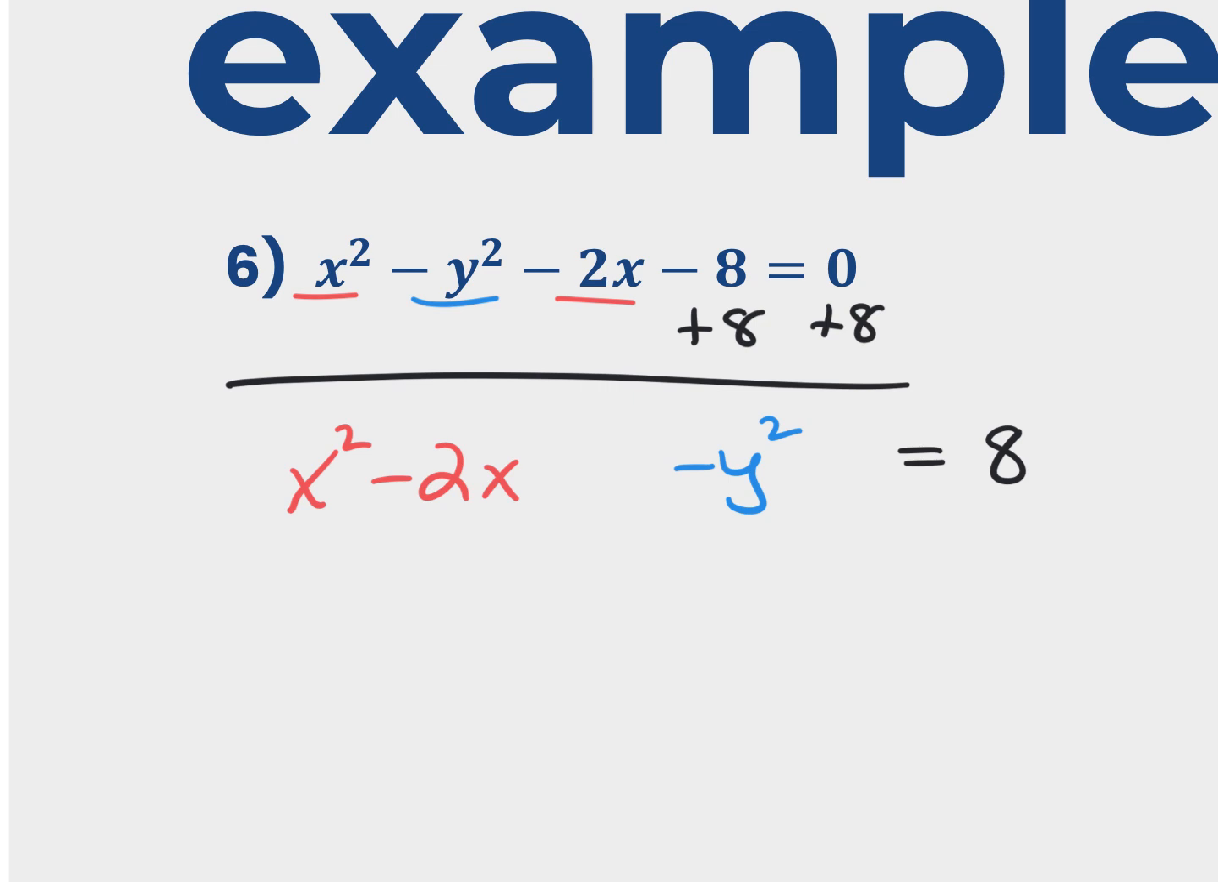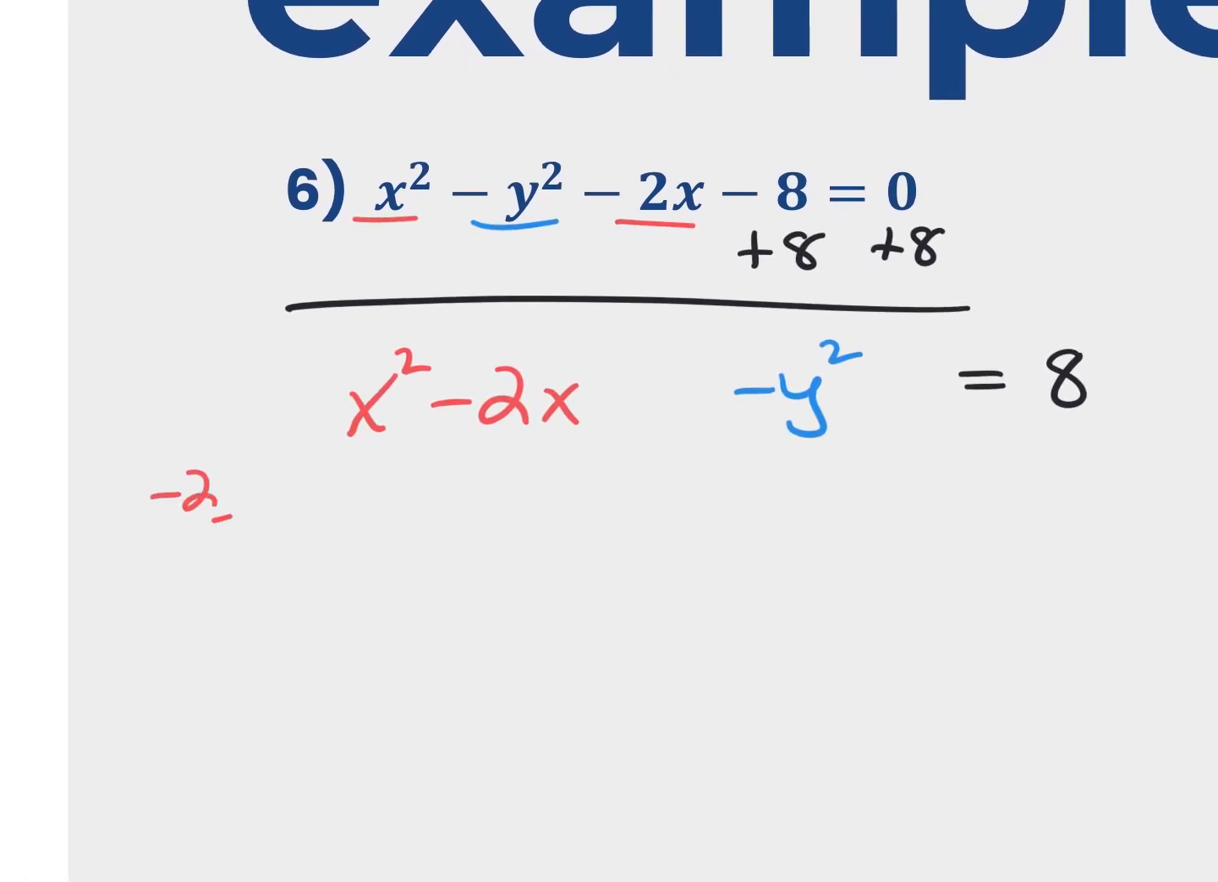So I'm going to work on the red one first. I take the b term, divide it by 2, and square it. Negative 1 squared gives me positive 1. So in here, I'll put the plus negative 1 squared. Over here, I'm just going to put the plus 1. Now notice on the y, there is no squared term, so nothing to factor here, or nothing to add to the other side. Technically, I'm adding a 0.